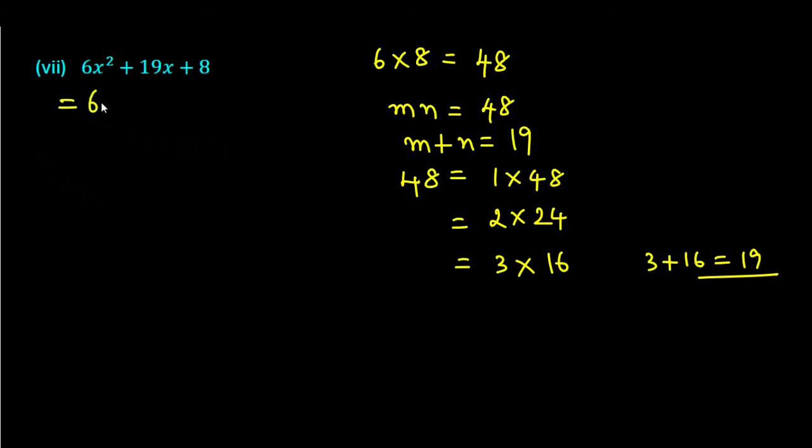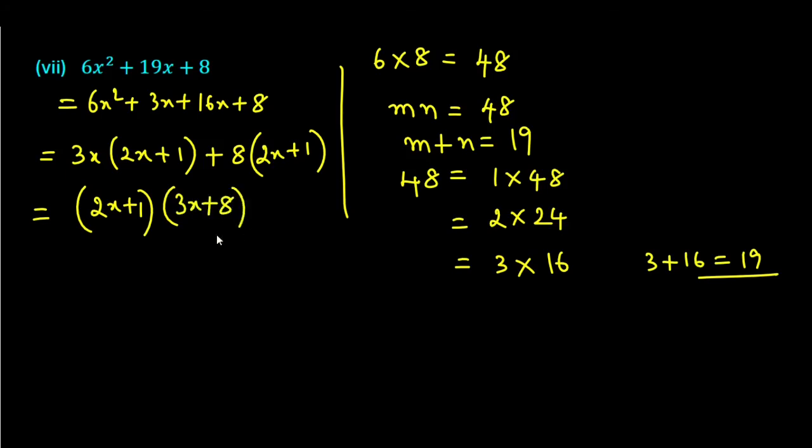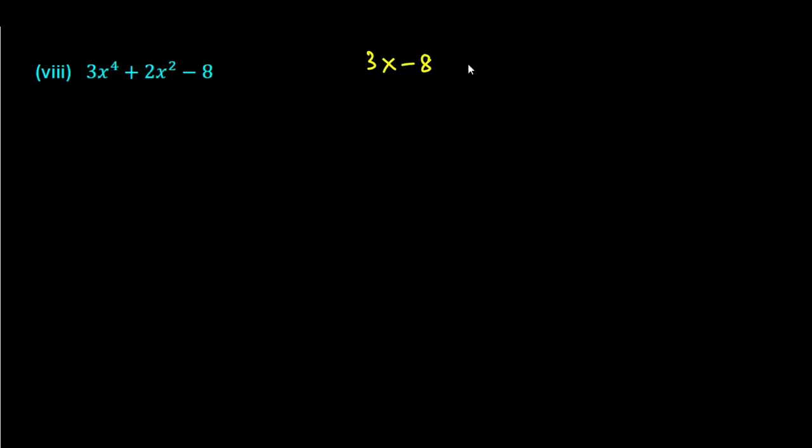So this can be written as 6x square plus 3x plus 16x plus 8. Taking 3x as common factor, we get 3x into 2x plus 1. Here first we have to get 2x and the HCF is also 8. So taking 8 as a common factor, we remain with 2x plus 1. Now taking 2x plus 1 as common factor, the remaining factor is 3x plus 8.